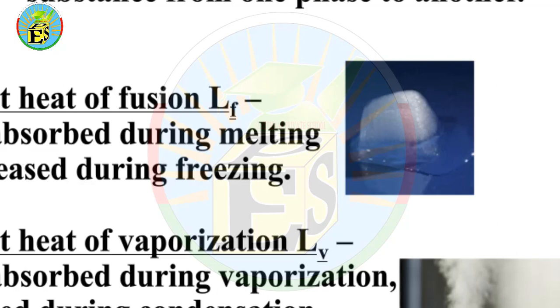So for every change in phase, we have a latent heat for the same material. For water, the latent heat of fusion changes the water from solid to liquid. The latent heat of vaporization changes the water from liquid to vapor, or the opposite way from vapor to liquid. And from solid to liquid or from liquid to solid, we have the same latent heat of fusion, and likewise for vaporization.